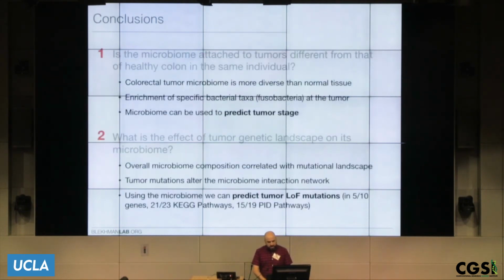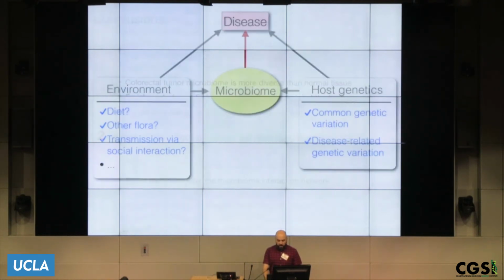Okay, so just to summarize this study, and I think I'll end here. We found that the tumor microbiome is more diverse than normal tissues in our samples. We found an enrichment of a number of bacterial taxa, and we saw the microbiome can be used to predict tumor stage. When we include mutational information using whole exome sequencing on these tumor-normal samples, we saw that the overall microbiome composition seemed to be correlated with the mutational landscape, specifically in the pathways, and the mutations affect the microbiome interaction network. We can then use a prediction approach to predict mutations in specific genes, 5 out of the 10 genes that we tested, and 21 out of the 23 KEGG pathways, and also some PID pathways showed significant prediction of the existence of a loss of function mutation in that pathway from the microbiome. And that's it.